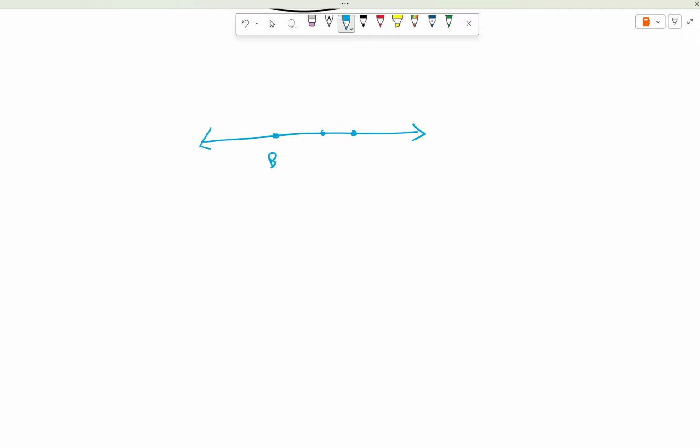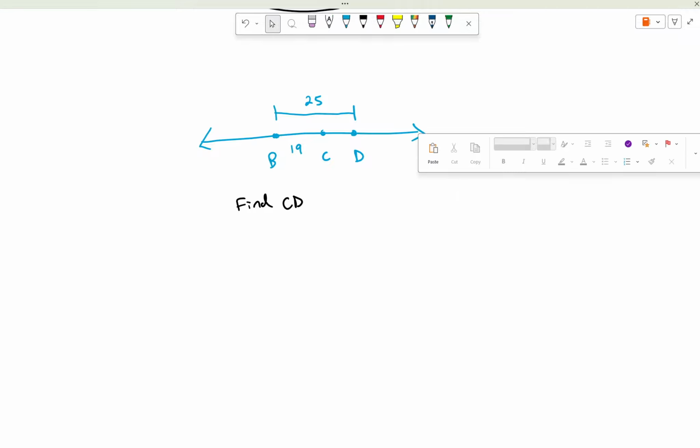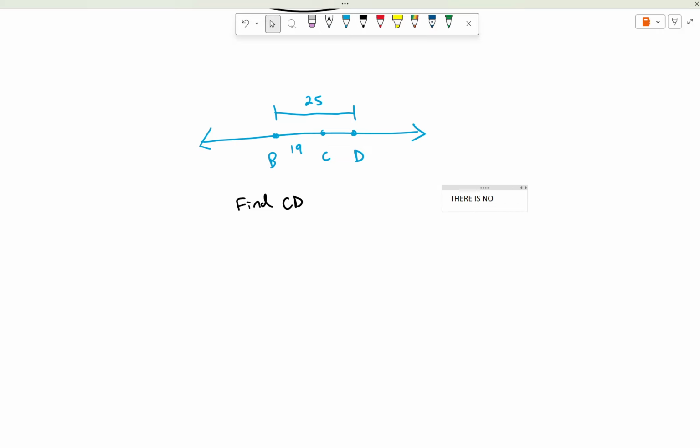I have B, C, and D. Okay. BC is 19. And this entire segment right here is equal to 25. And we are going to find CD. Now, note that there is no segment subtraction. That's not a thing, okay?